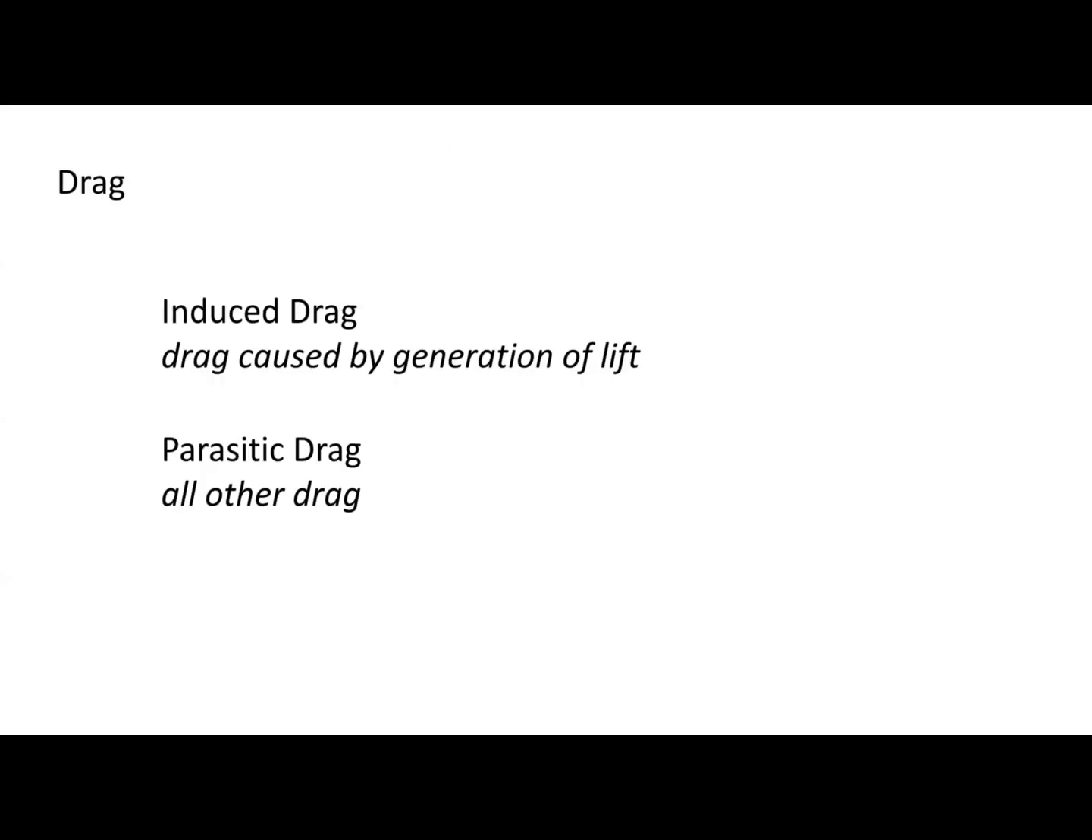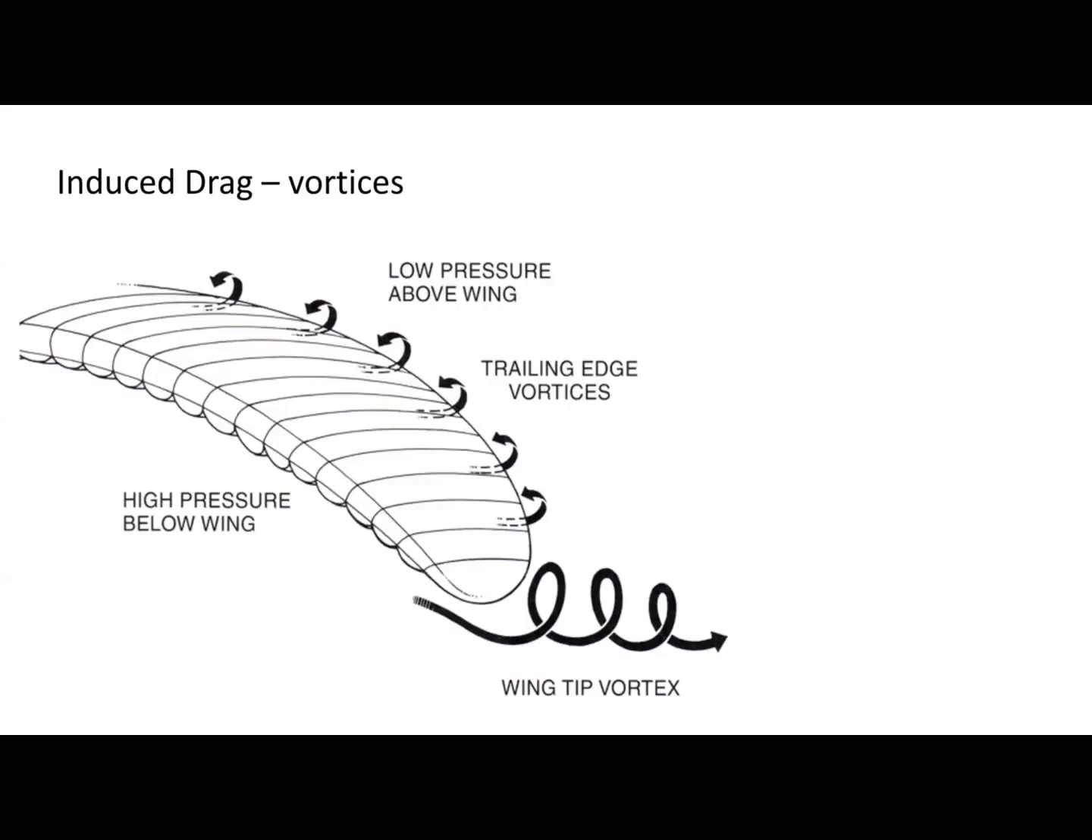So, okay. We're going to talk about drag now. And there's 2 types of drag we're interested in. Induced drag, which has a very interesting definition: drag caused by the generation of lift. And parasitic drag, which is everything else. So, induced drag, this is where we have our wingtip vortices and stuff like that.